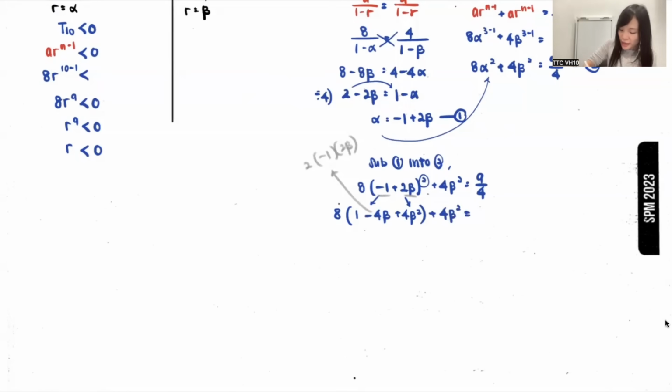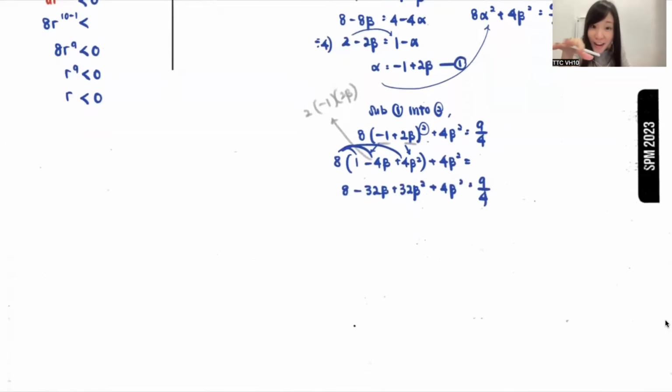Continue, expand it. 8 times 1, 8. 8 times negative 4 beta, negative 32 beta. 8 times 4 beta square, 32 beta square. Isn't it plus 4 beta square? Equivalent to 9 over 4. I have a feeling they look like general form. So 32 plus 4, isn't it 36 beta square? Minus 32 beta. Number: 8 minus 9 over 4 is 23 over 4. Equals to 0. Oh, so ugly.